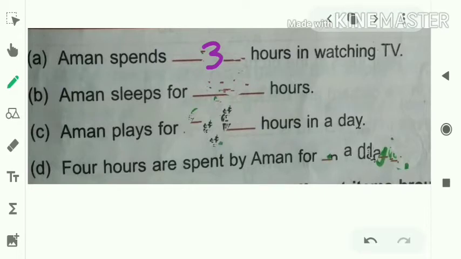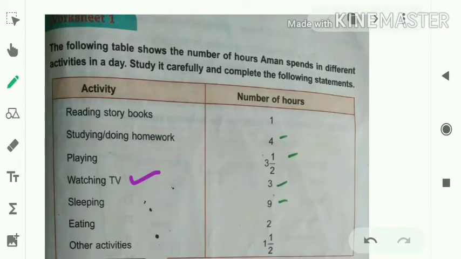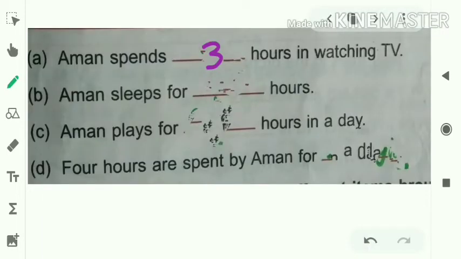B part is, Aman sleeps for dash hours. Now look at the table again. Aman sleeping. Look here, sleeping is here. So Aman sleeps how many hours? 9 hours. So we will write here, Aman sleeps for 9 hours.